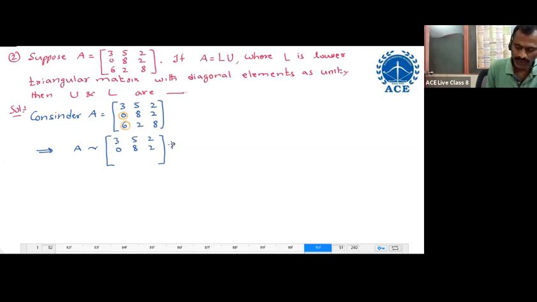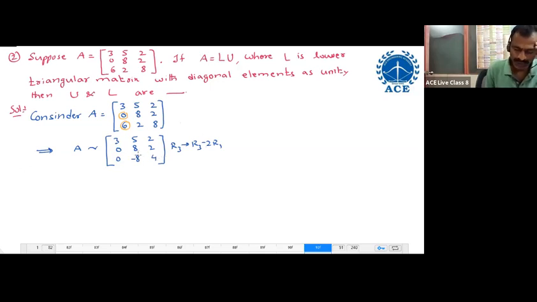Here the operation is R3 minus 2 times of R1. So not 2, 3 times of R1. 6 minus 6. So this is, wait. R3 minus 2 times of R1. 6 minus 6, 0. 2 minus 10, 2 into 5, 10. 2 minus 10, minus 8. 8 minus 4, then 4. First column is completed. Next, we go to the second column.